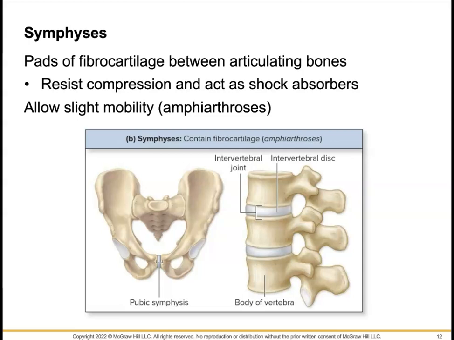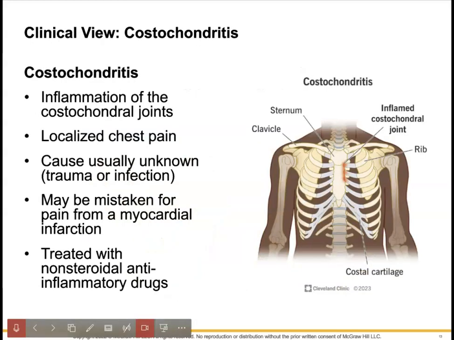Now, this allows for a very slight movement, which is important because think about your vertebral column. That's your main supporter of your torso, right? We need a little bit of movement, but not too much. And same thing with the pelvic girdle. That pubic symphysis there will allow for just a little bit of movement in those joints, which is very important during childbirth.